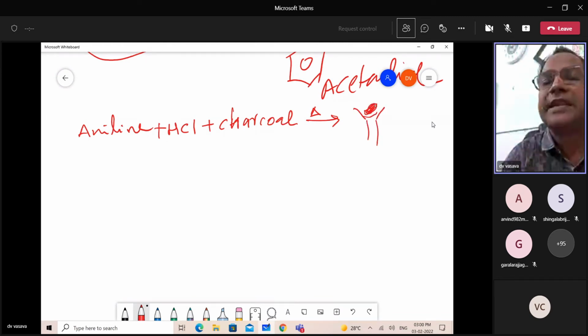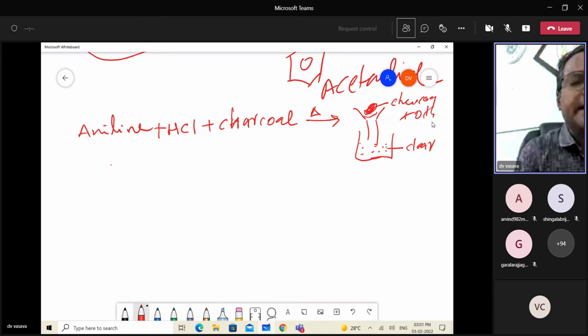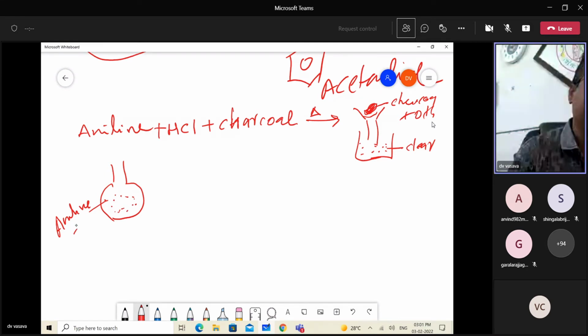So here you will get the charcoal, coal and other impurities, and you can collect the filtrate here. So this solution is now a clear solution. This solution is taken in the RBF. You have taken this in the RBF. In the RBF it is the solution of the aniline. It is aniline and HCl.